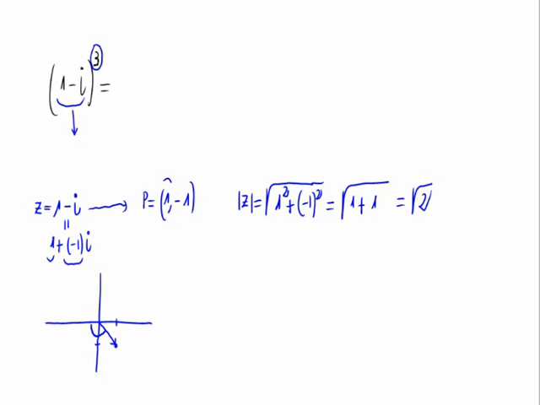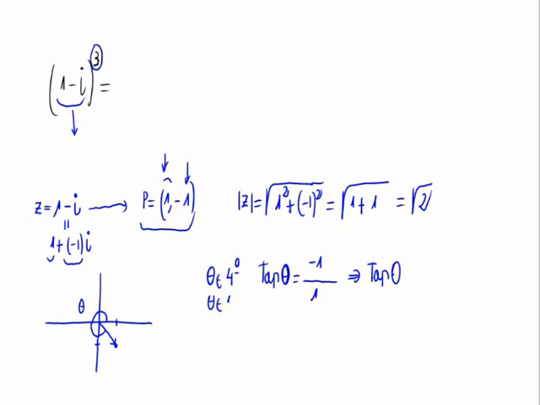Now let's go with the argument. The argument is the angle that the vector forms with the x axis. Let's call this angle theta, and we can see that it is from the fourth quadrant. The tangent of this angle theta is always equal to the coordinate y of the point divided by the coordinate x. That would be minus 1 divided by 1. So the tangent of theta is equal to minus 1.